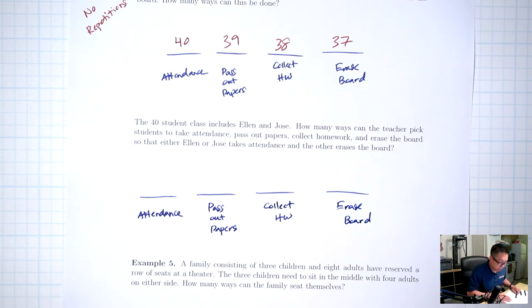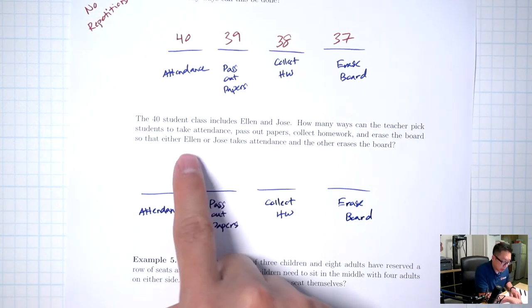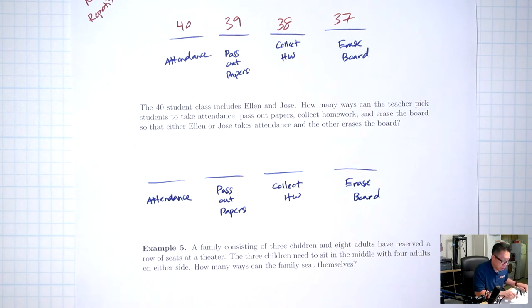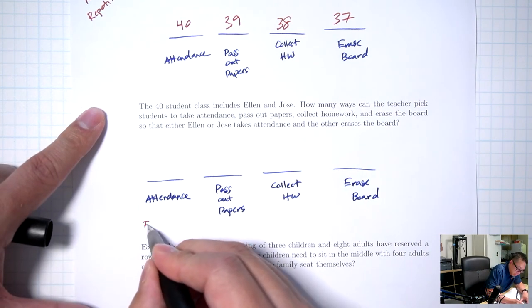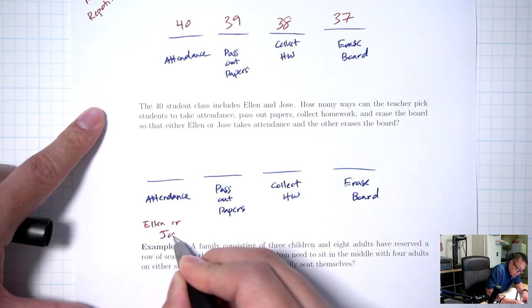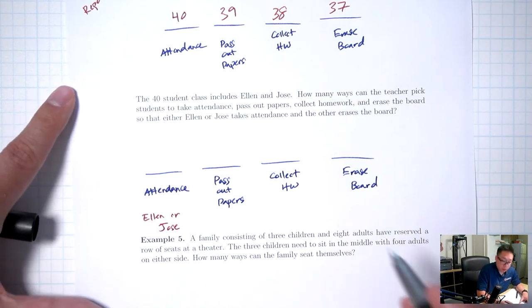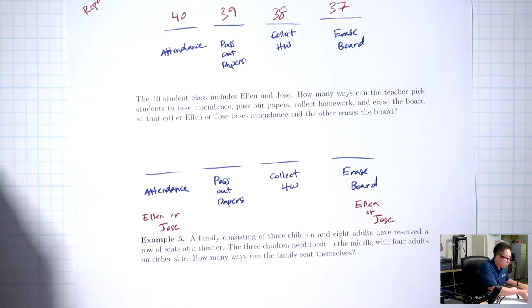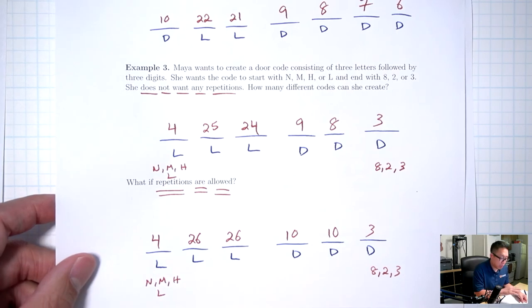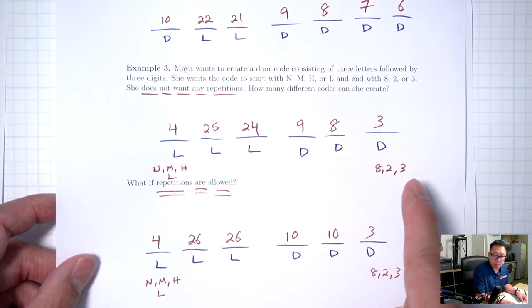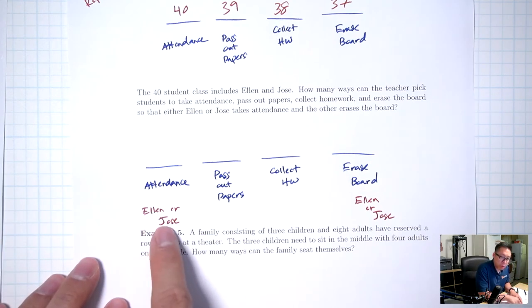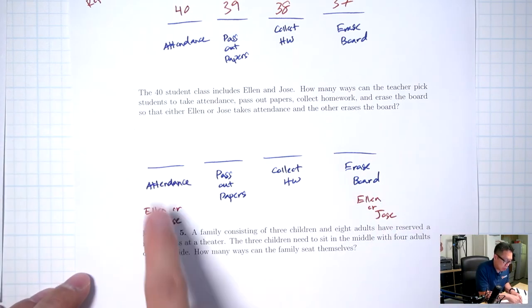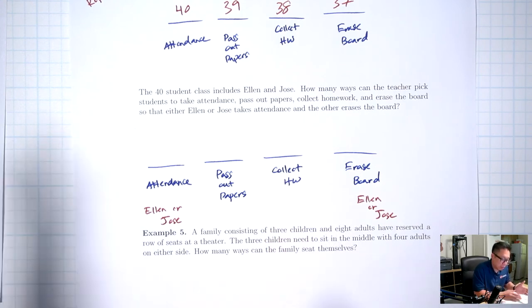Okay, so in addition, I have restrictions, right? I want either Ellen or Jose to take attendance and then the other person to erase the board. So the first blank, I want to be either Ellen or Jose. The last blank, I want to be Ellen or Jose also. Okay, so this is very similar to the code example here, where I'm telling you what I want you to use for the first blank and what I want you to use for the second blank. So same situation here. I want you to use Ellen or Jose for the first blank and Ellen or Jose for the second blank. And it doesn't always have to be the first and last blank. I could say I want Ellen or Jose for attendance and then the other person to collect homework. So it doesn't matter that's the first and last blank.